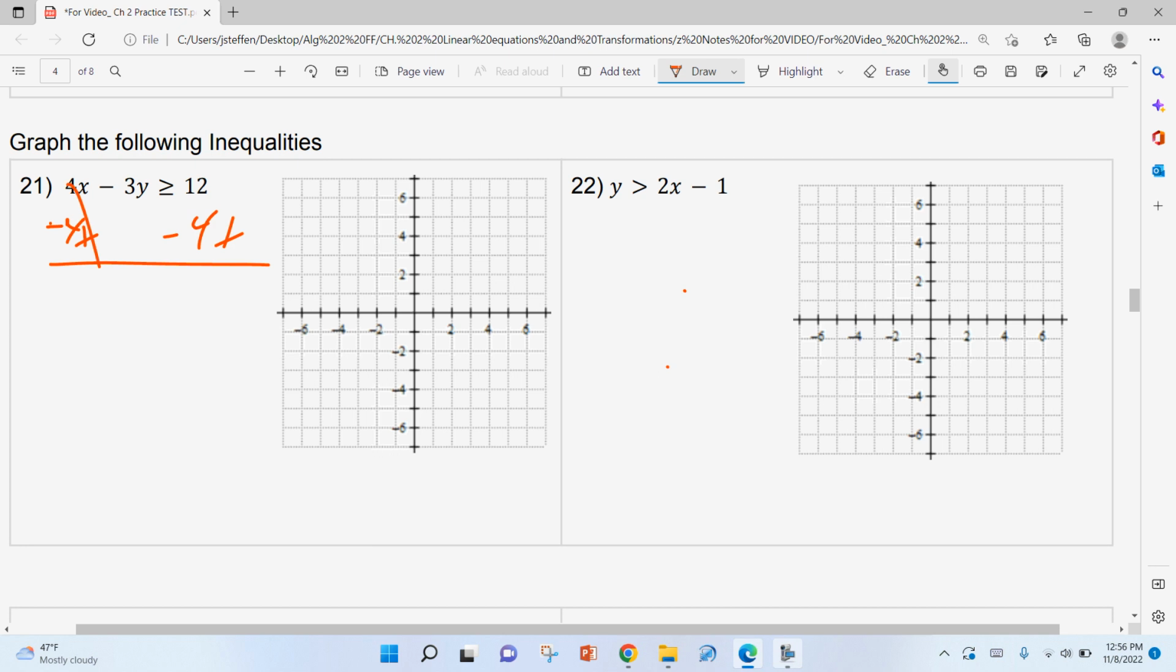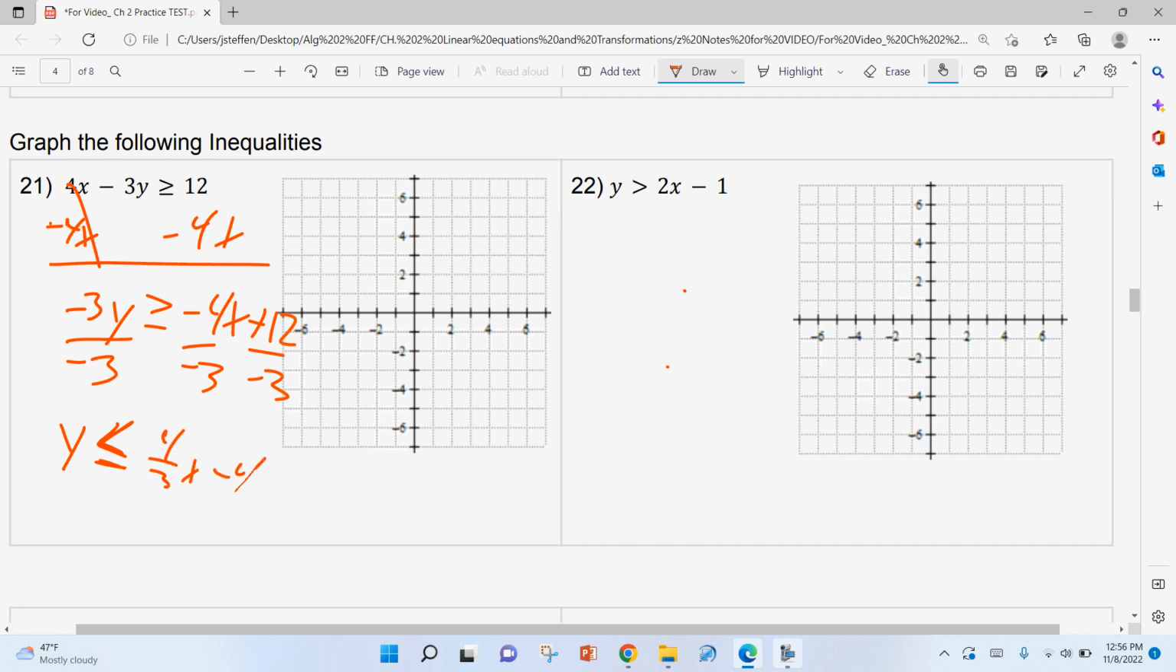So that cancels. We have negative 3y is greater than or equal to negative 4x plus 12. Then I divide everything by negative 3. Now remember, when you divide by negative, you still have to flip that sign. So now it is, oops, I almost messed it up as I was telling you. Y is less than or equal to positive 4 over 3x minus 4.